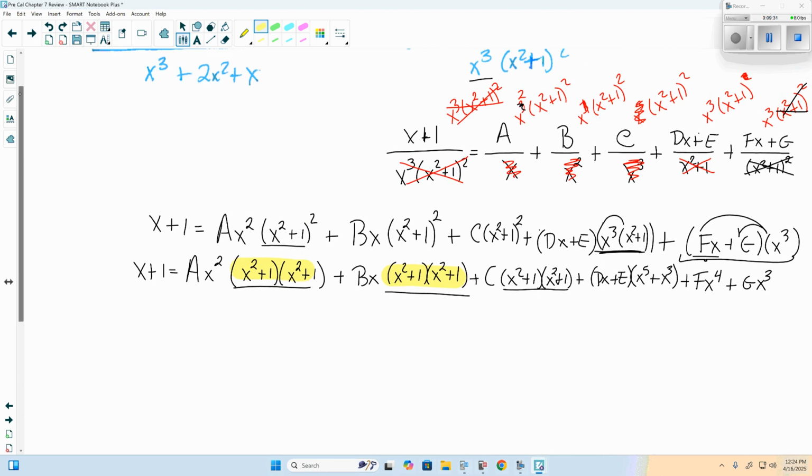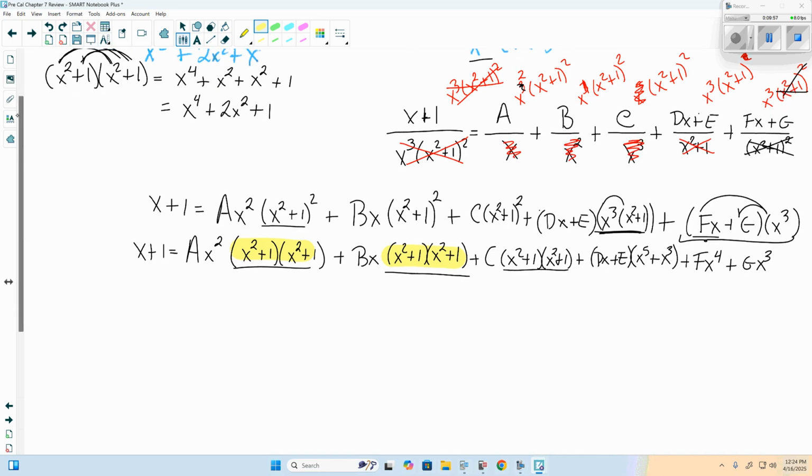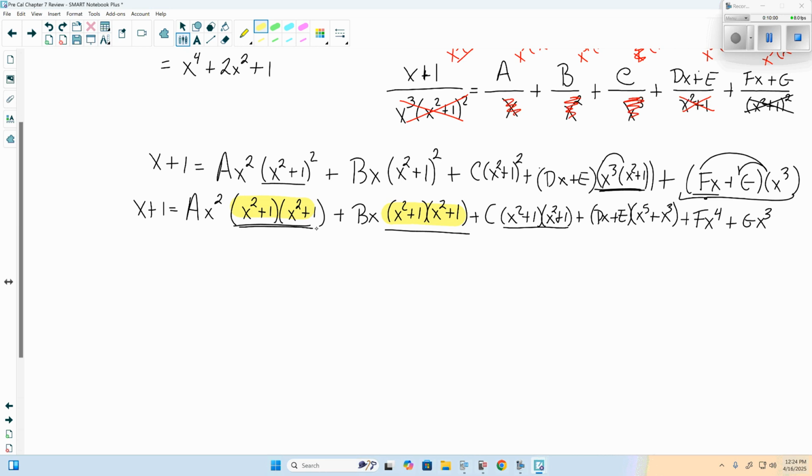Because I can come over to the side, x squared plus 1 times x squared plus 1. x squared times x squared is x to the 4th. x squared times 1 is plus x squared. 1 times x squared is x squared, and our 1 times 1 is 1. Which is all three of these here.